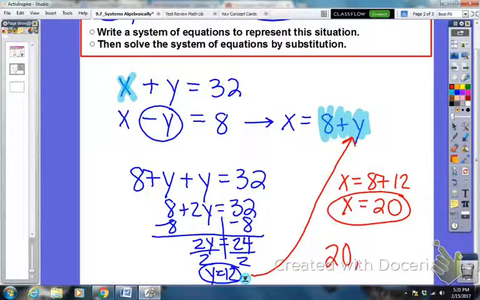So your ordered pair solution is 20, 12. This is the X value, this is the Y value. And you could double check. 20 plus 12, that's 32. 20 minus 12, that is 8. So it checks out.